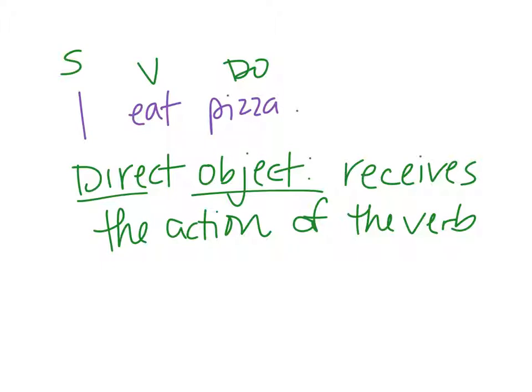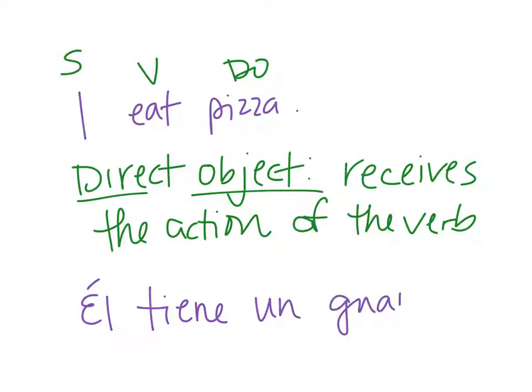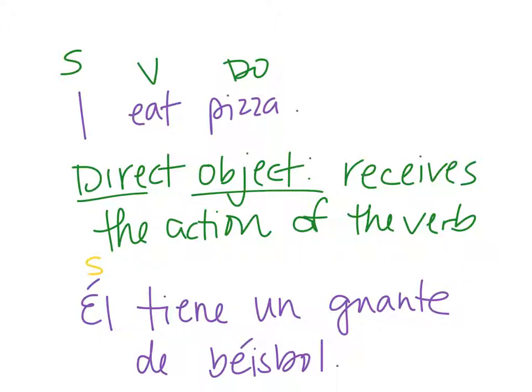Or if I had a sentence in Spanish, Él tiene un guante de béisbol. Well, él is the subject, tiene is the verb, and guante is the direct object, right?